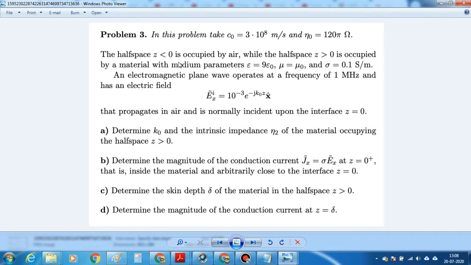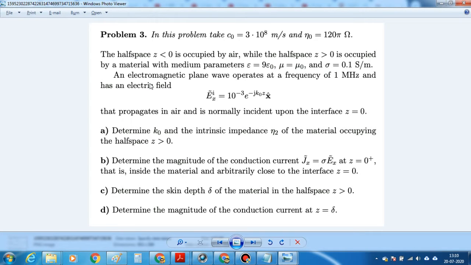So in this problem, take c naught, the speed of light in free space, that is 3 × 10^8 meters per second, and the intrinsic impedance of the medium is 120π ohms. The half space z < 0 is occupied by air, while the half space z > 0 is occupied by a material with parameters ε = 9ε0, that is ε_r = 9 relative permittivity, μ = μ0, and σ = 0.1 Siemens per meter.